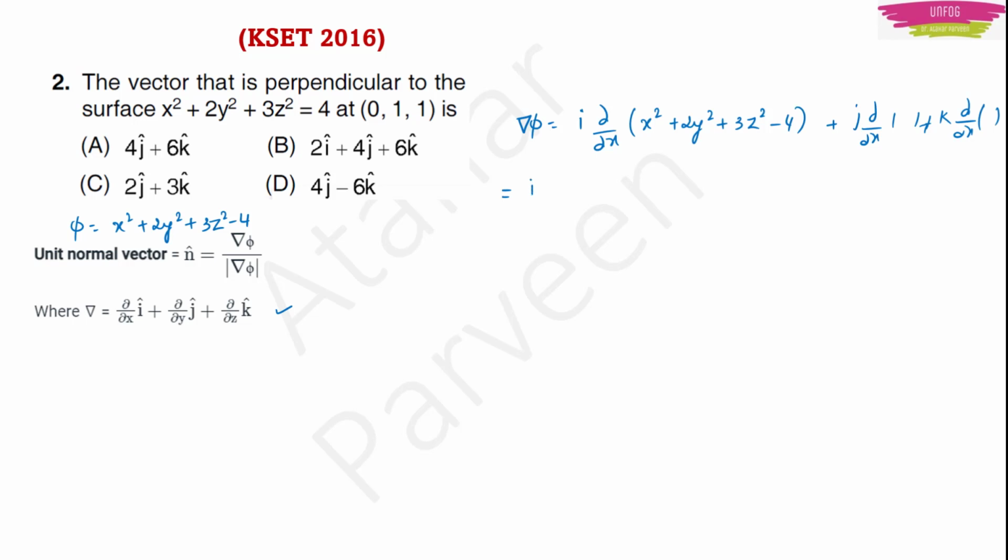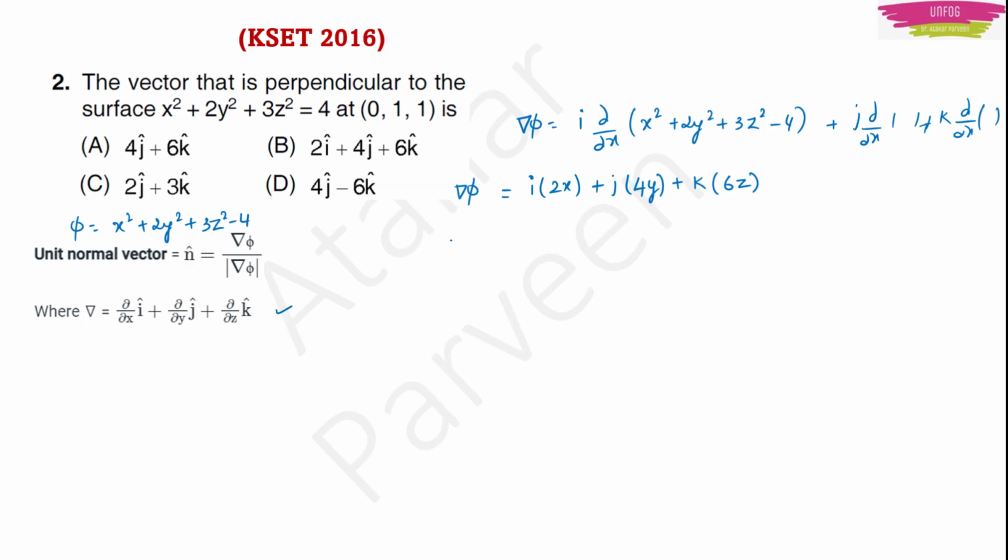So it will be i into dou by dou x of the entire thing, which will become 2x, other things will become 0, plus j into dou by dou y of the entire thing, which will become 4y, because 2y square is there, so 2 into 2 will be 4y, other things will become 0, plus k into dou by dou z, 3z square is there, it will become 2z into 3, so it will become 6z. Now this is my del phi.